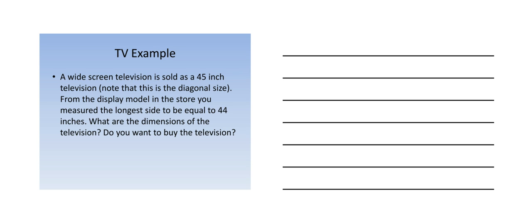A widescreen television is sold as a 45-inch television. Once again, note that it's the diagonal size that they sell you. From the display model in your store, you measure the longest side to be equal to 44 inches. First of all, what are the dimensions of the television? And second of all, do you want to buy the television? So reading a little more carefully, we can see that the diagonal is 45 inches, agreed. Highlight the diagonal to make sure that it's understandable. Otherwise I'll forget, right? And the longest side is equal to 44 inches.